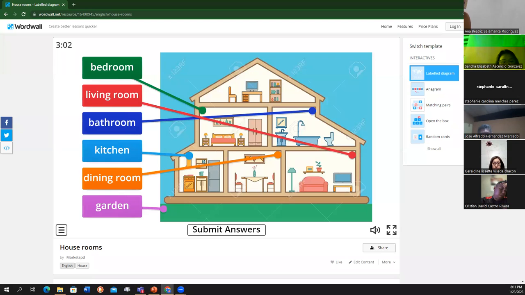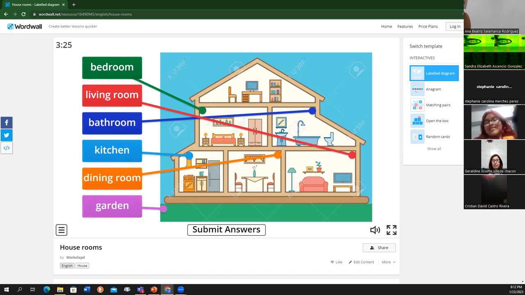Does your house have a garden, Jenny? Yes, it does. Okay, remember when we are talking about things like this, like a house, it will be "it." Yes, it does. Okay, Jenny, ask a question to someone else.